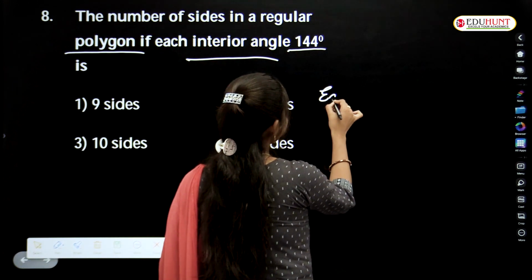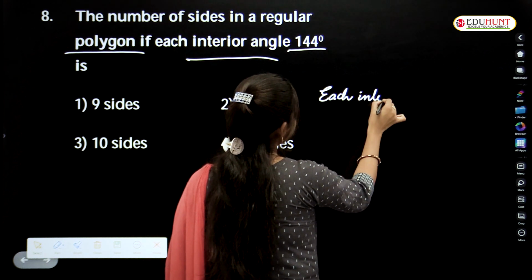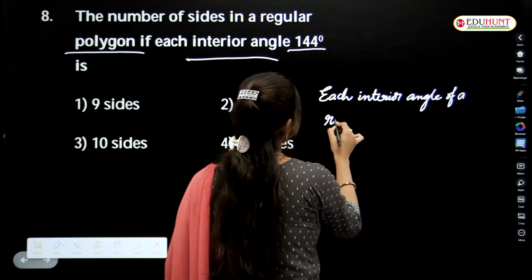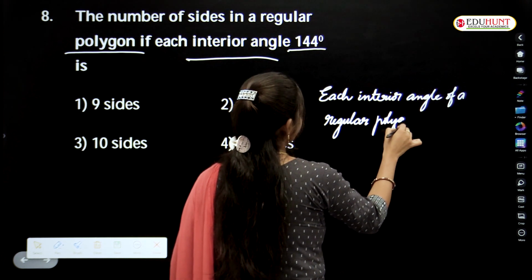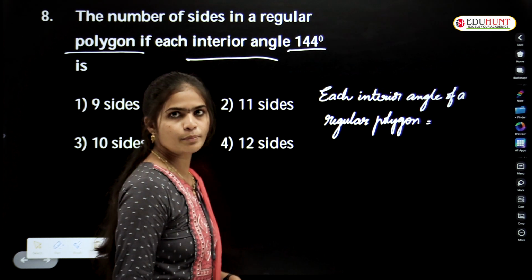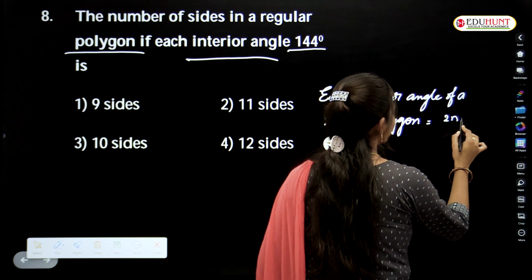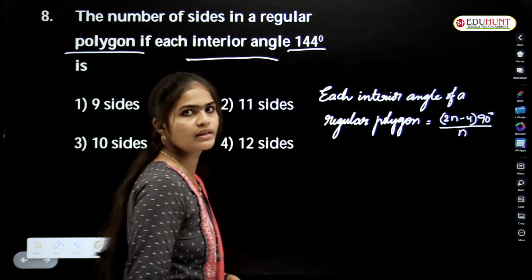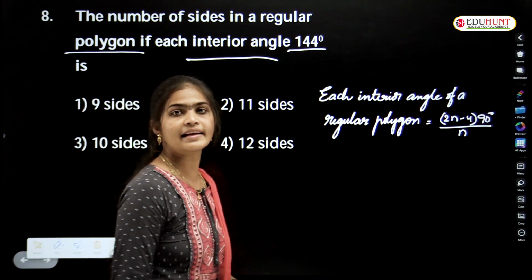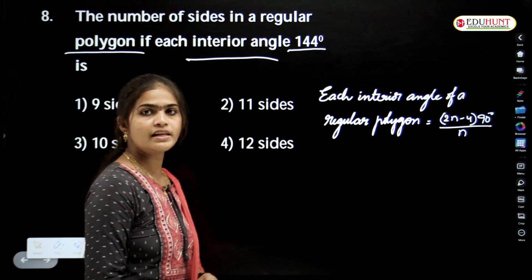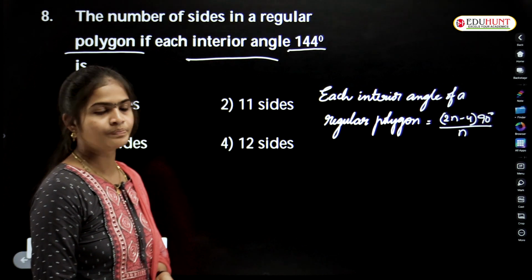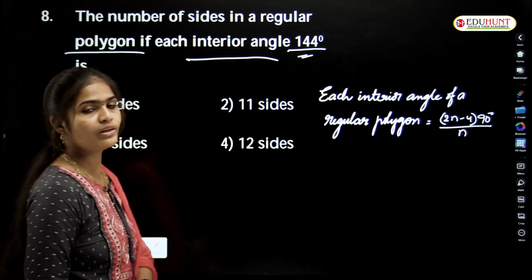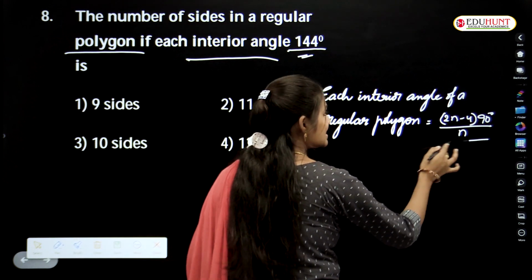So each interior angle formula, what is that? How to find each interior angle of a regular polygon? Each interior angle of a regular polygon, what is that formula? (2n - 4) into 90 degrees by n. This is the formula which we can use to find each interior angle of a regular polygon, right? Now here which one they given? 144 degrees. That angle only they given.